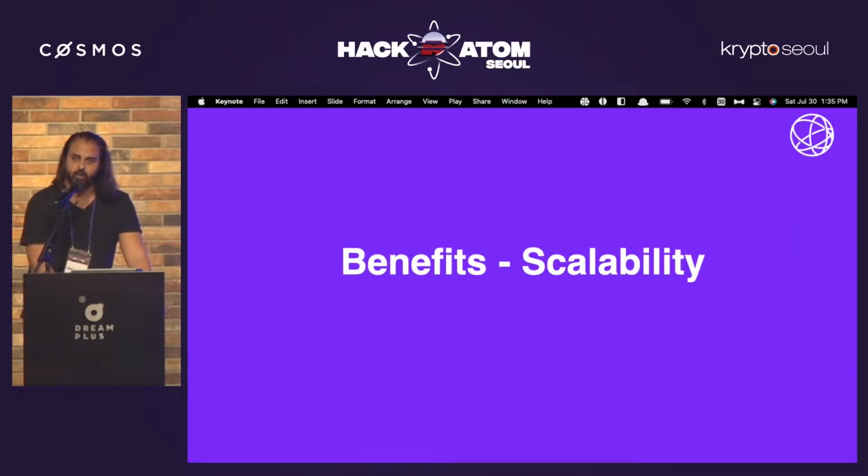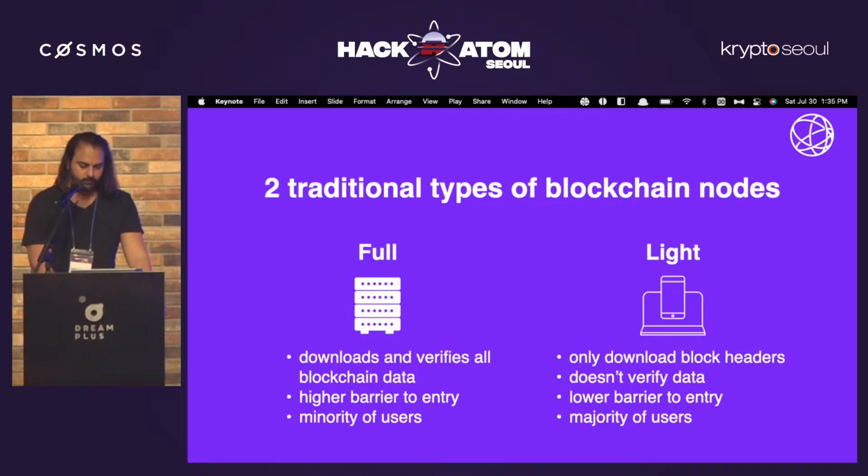So what are the benefits of a modular blockchain? The main benefit is scalability. Originally, there are two traditional types of blockchain nodes. There's a full node, which downloads and verifies all blockchain data. It has a higher barrier to entry because the requirement to run a full node is higher than a light node. It's more catered to a minority of users. Now, a light node only downloads block headers. It doesn't verify the data. It has a lower barrier to entry, and the majority of users can run a light node.